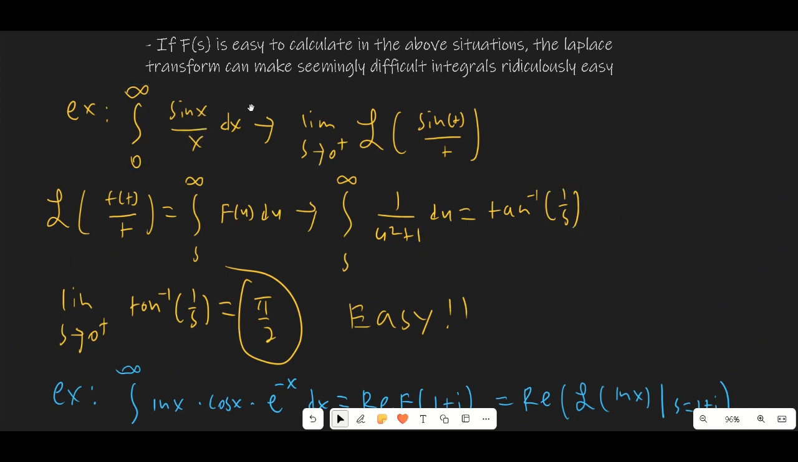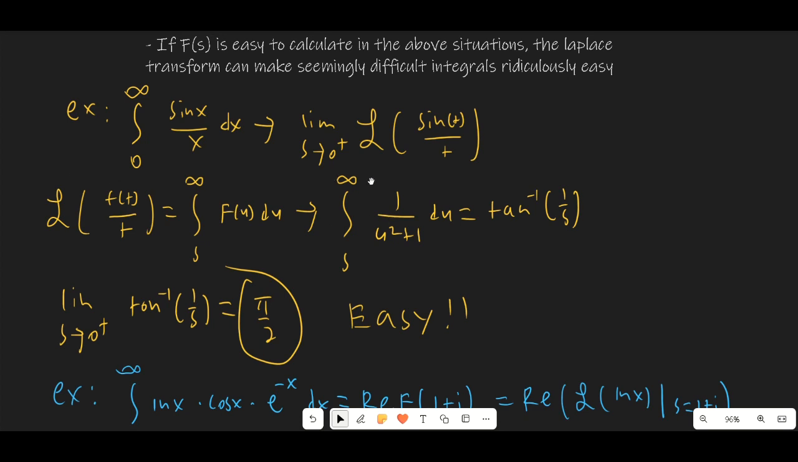So here's a really classic example, the Dirichlet integral, and this just gets absolutely destroyed by the Laplace transform. You can see here, this function sine of x over x, it's very nasty since it doesn't have an elementary antiderivative, but because of the fact that sine of x works so well with the Laplace transform, all we need to do is take the limit as s goes to 0 plus of the Laplace transform of sine of t over t. And notice that the Laplace transform of f of t over t is the integral from s to infinity of f of u du, as we showed in that set of rules.